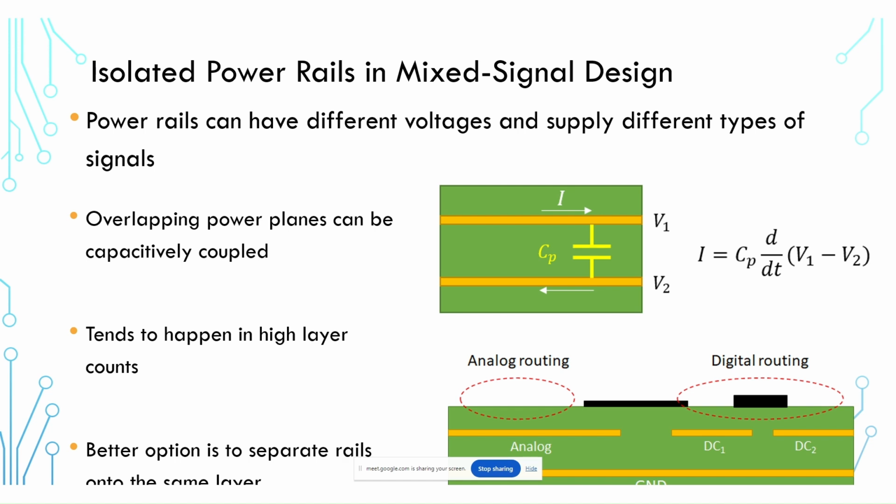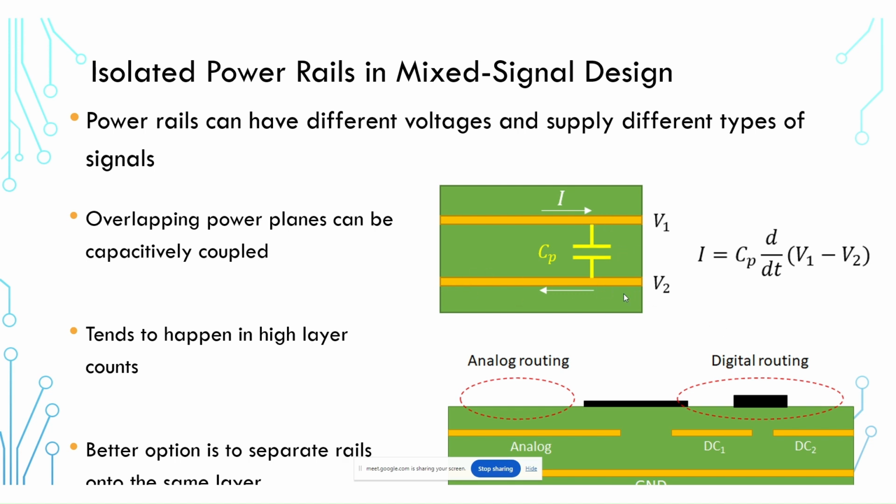So when you have, for example, power rails at different voltages that supply different types of signals, and you allow them to overlap, as I show here in this drawing. Here we have a voltage at V1 and then a voltage at V2. V1, for example, could be a digital supply that could be taking in strong spikes of current, and so it will have a time varying voltage associated with it. V2 could also be a digital supply, or let's say an analog supply, and it could be time varying as well.